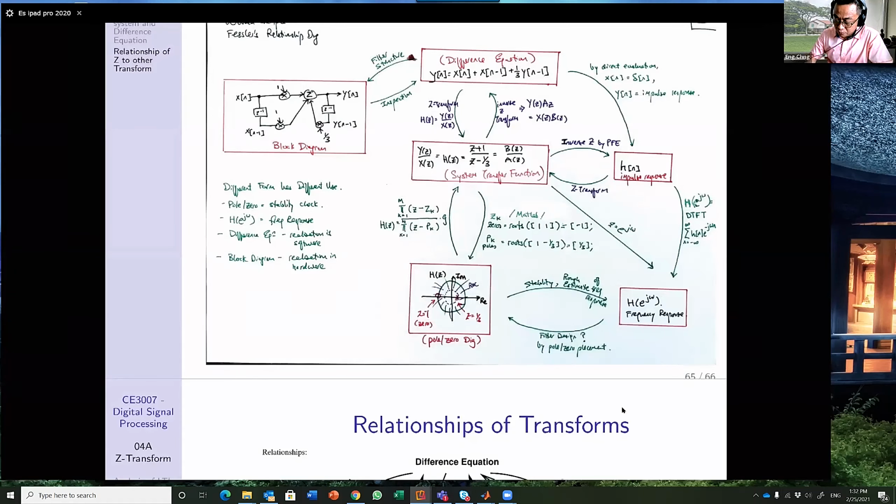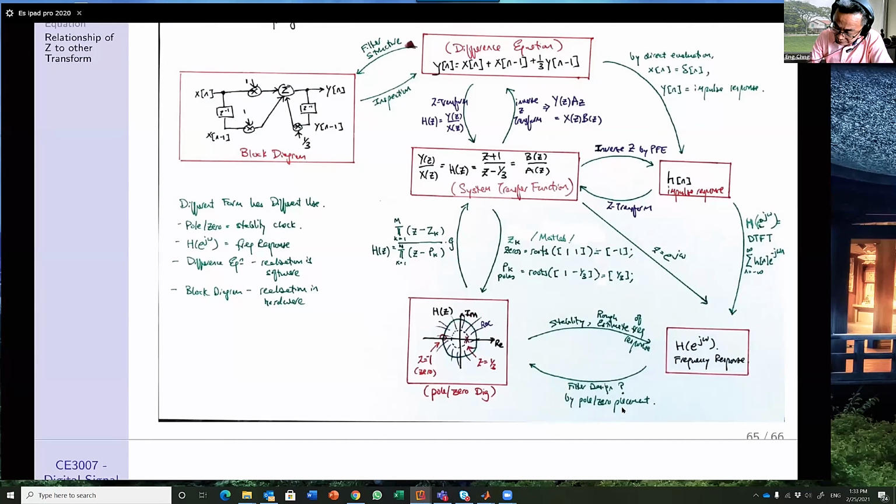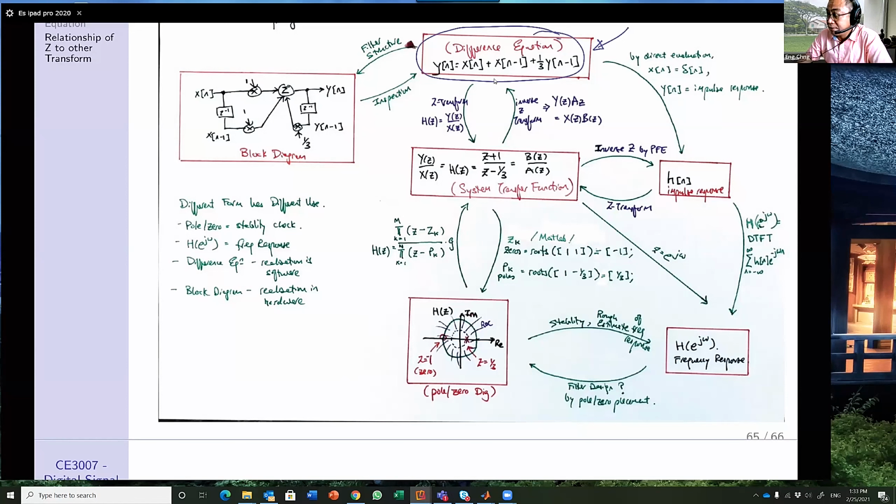In this lecture notes, we'll continue with this example. In this example, we are given first a difference equation. This is a difference equation over here. And in the difference equation, when we are given that, it expresses a system. We can draw a system as a block diagram over here.